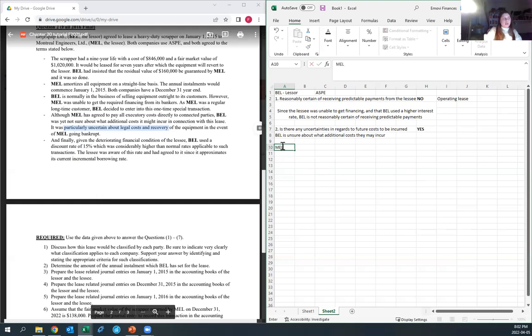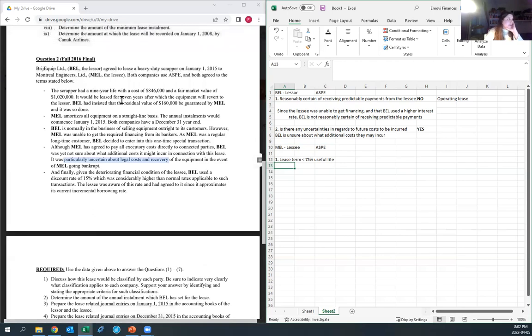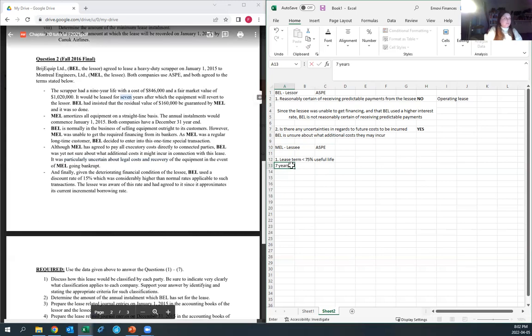For Mel, the lessee, they also use ASPE. So we're going to look first at the lease term, at least 75% of the useful life of the asset. The lease term is 7 years, and the life of the asset is 9. So it is 77%. So this is fulfilled, yes. So it's going to be a capital lease. I always get mixed up with operating and capital for some reason, but it's a capital lease. So they're going to have an asset in their books.